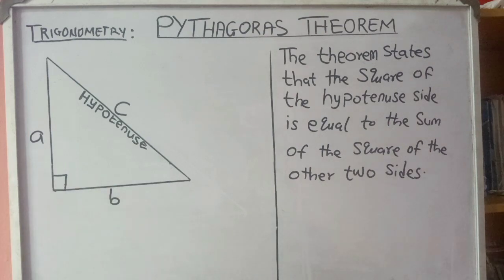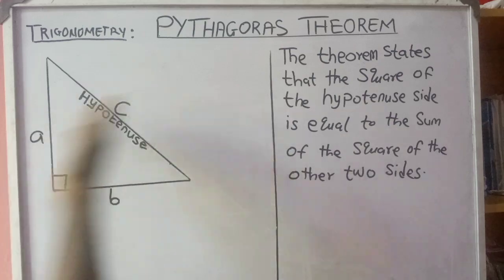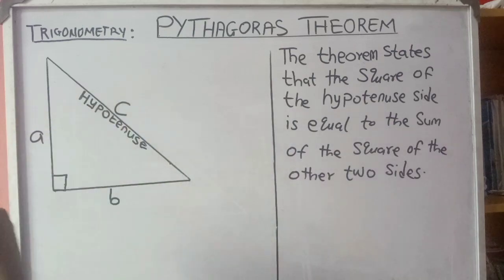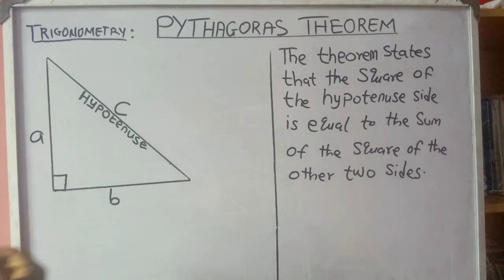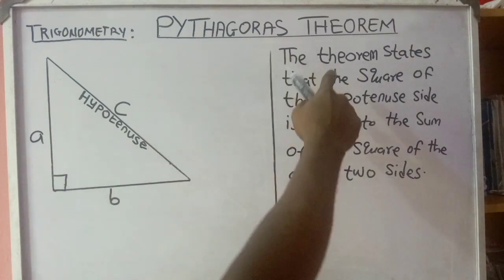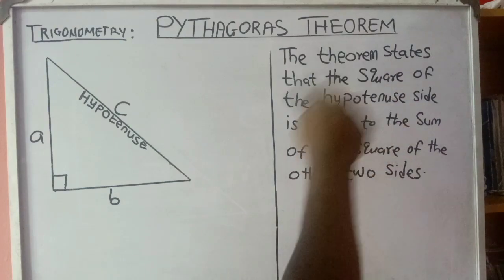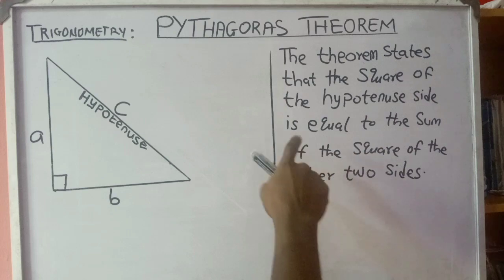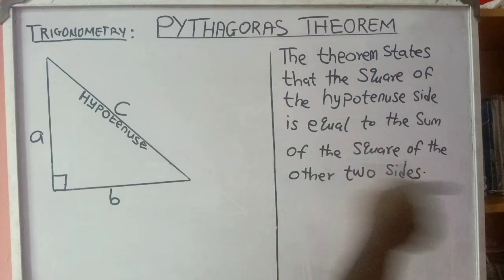This is a situation whereby you have two sides given in a right-angled triangle and you are asked to find an unknown side. Take for example, A and B are given as figures and you're asked to find C. Then you have to consult the Pythagoras theorem. The theorem states that the square of the hypotenuse side is equal to the sum of the squares of the other two sides.